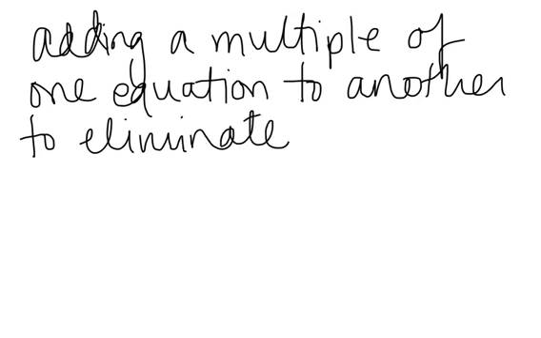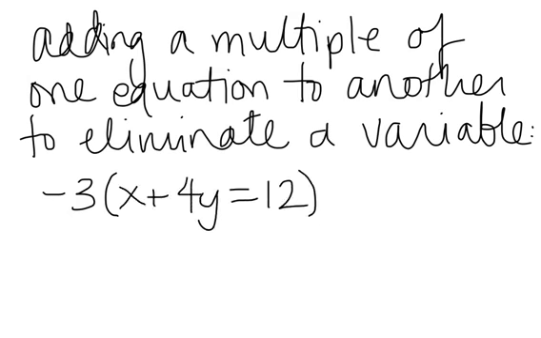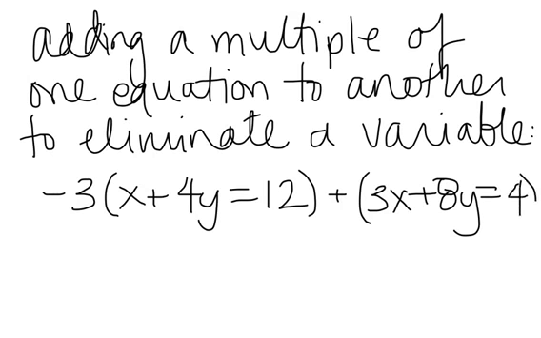Alright, so we're going to go ahead and do that. We are going to first eliminate x. So I'm going to take negative 3 times the first equation, x plus 4y equals 12, multiply the whole thing by negative 3, and I'm going to add it to 3x plus 8y equals 4.